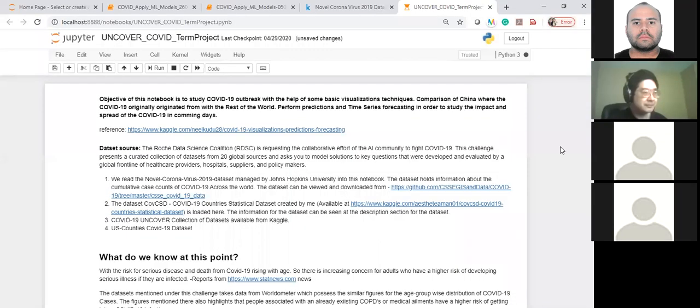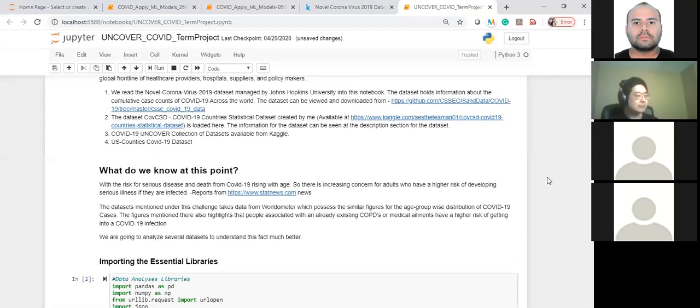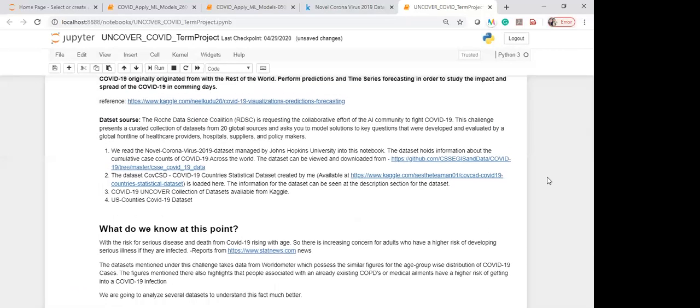Okay, I'm going to start explaining my project today. The objective of my current project is to study the COVID-19 outbreak with the help of some basic visualization techniques, compare the severity of this virus across the countries in the globe, and perform predictions and time series forecasting in order to study the impact and spread of COVID-19 in the next coming 14 days, which is 2 weeks. The data set I have chosen is from Kaggle.